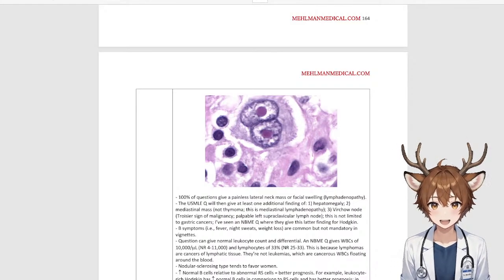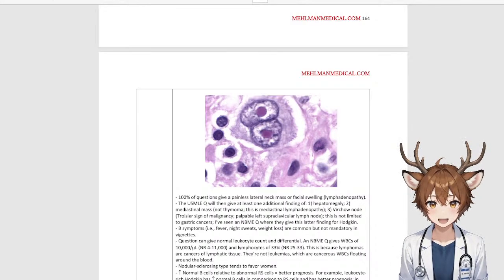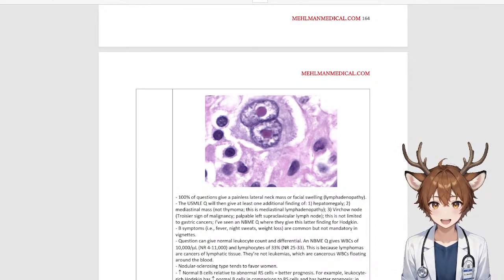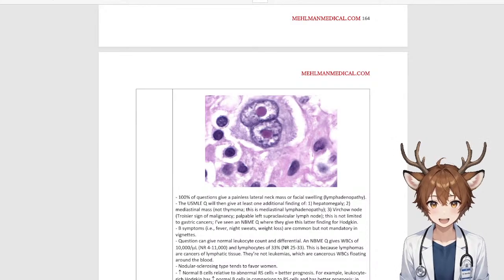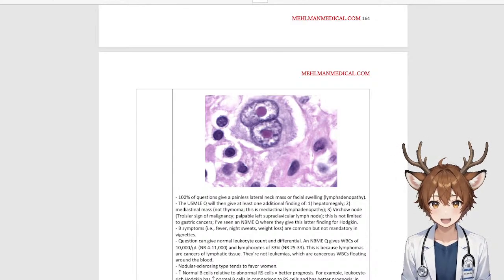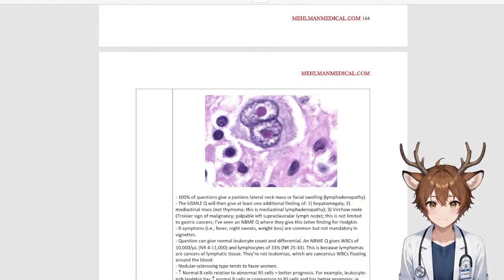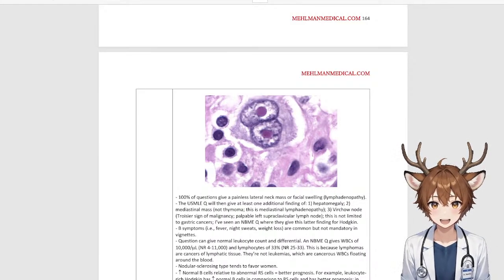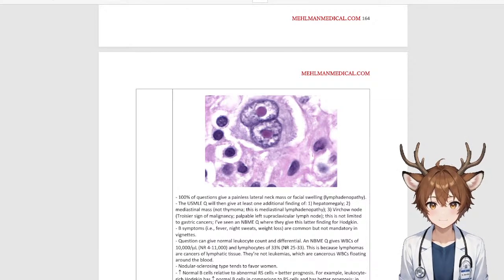Nodular sclerosing type tends to favor women. Elevated normal B cells relative to abnormal RS cells means better prognosis. For example, leukocyte-rich Hodgkin has elevated normal B cells in comparison to the RS cells, which is a better prognosis. In contrast, leukocyte-depleted Hodgkin has comparatively more RS cells and worse prognosis.